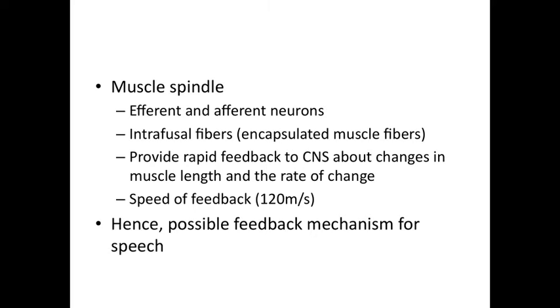How does the central nervous system receive such feedback? It's because of the presence of receptors in something called the muscle spindle, which runs parallel to the main muscle fiber. These muscle spindles have afferent and efferent neurons. The afferent provides rapid feedback. It takes this feedback quickly from the periphery, from your articulators, in terms of muscle length and rate of change of the muscle, to the central nervous system. The speed of feedback is so rapid, 120 meters per second, that some people predict this is a possible feedback mechanism for ongoing speech.